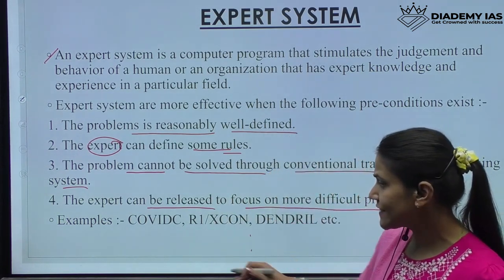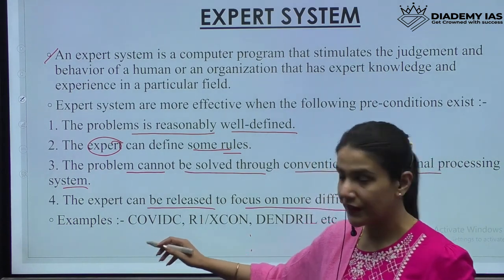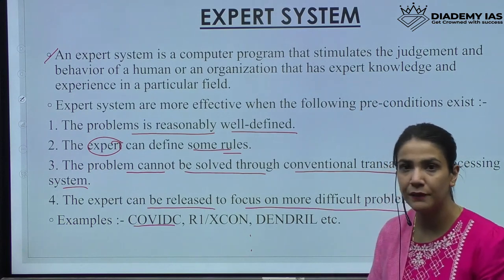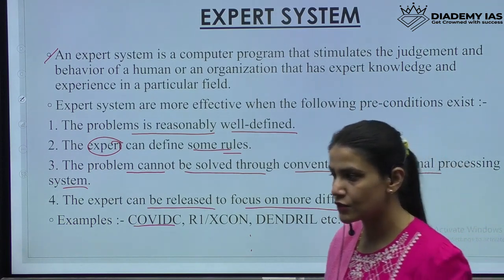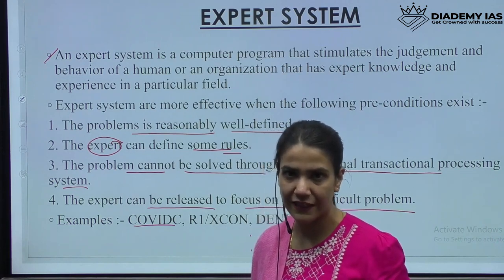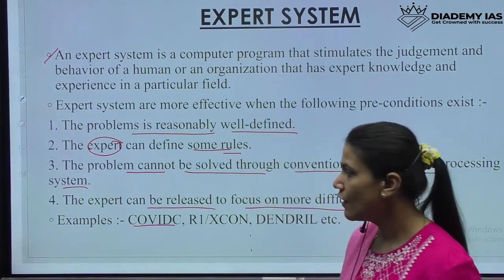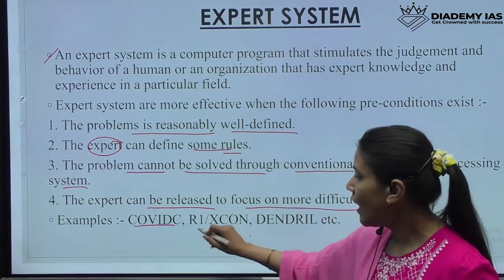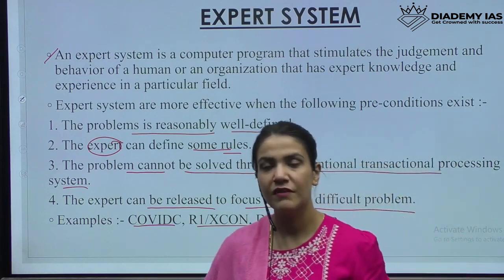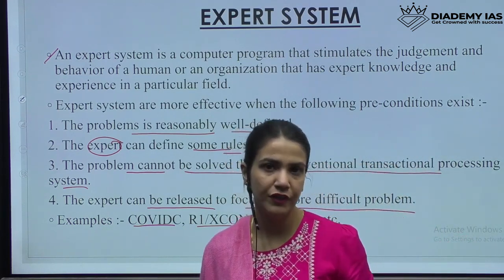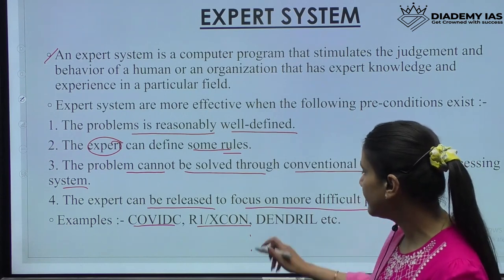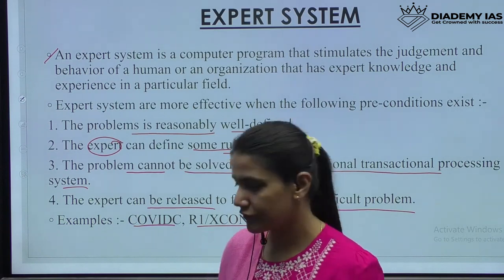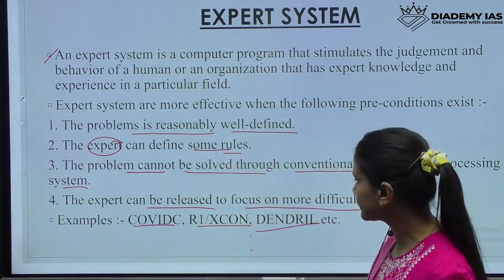Here I have taken three examples of the different expert systems that are there. First is COVID-C, an expert system that was used in the COVID pandemic to identify traces of the disease. It was basically a chest CT scan that was being considered by the radiology departments of various institutes. So this expert system was developed at that point in time. R1/XCON is basically an expert system which is used to create different computer systems. Then Dendral is basically used in organic chemistry for the identification of certain organic compounds, right?